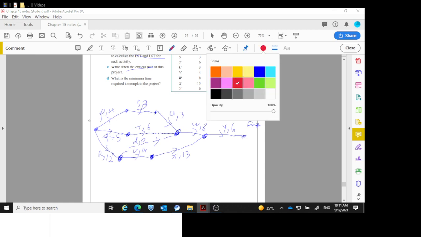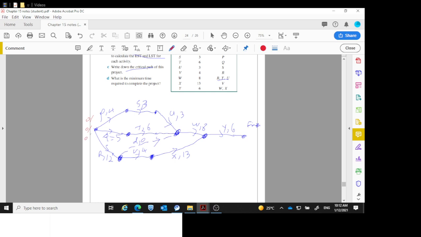So let's go here, 0, 0, 0 for all 3. 4 to get to here, 4 and 3 is 7. Okay, 5 to get to here. 12 to get to here. Right, 7 and 3 is 10. 5 and 6 is 11. Or 12 and the dummy is 12. 12 is the biggest. 12 and 4 to get to here, 16. 16 and 13 is 29, or 12 and 8 is 20. So I'm going to be doing 29 there, 29 and 6, 35.